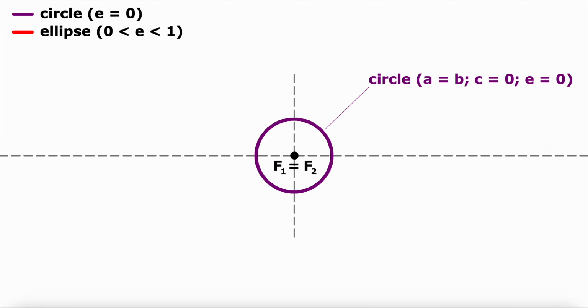A circle is a special case of an ellipse. When the focal distance is 0, the two foci coincide at the center, the major and minor axes are equal in length, all points on the ellipse are equidistant from the center, and the ellipse loses its typical oval shape and becomes completely circular.